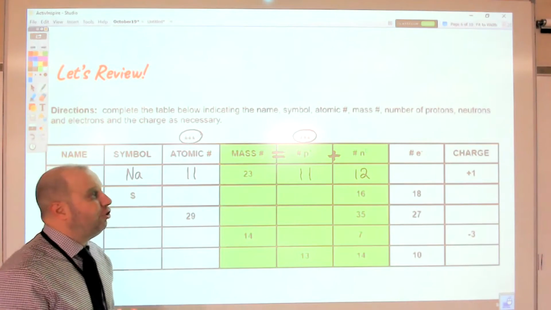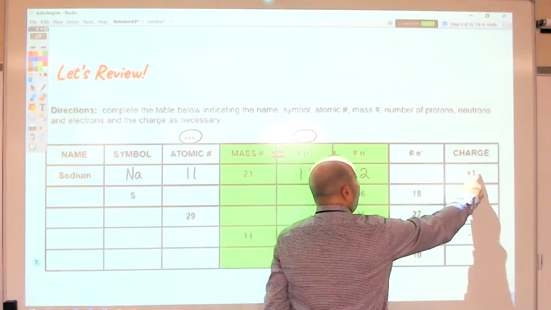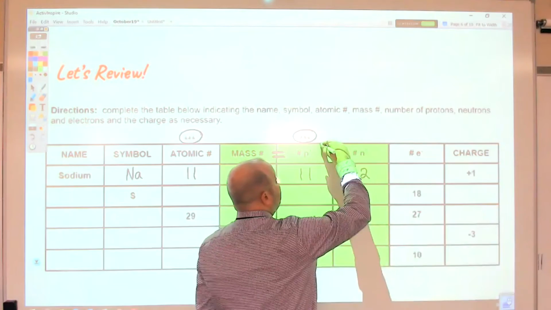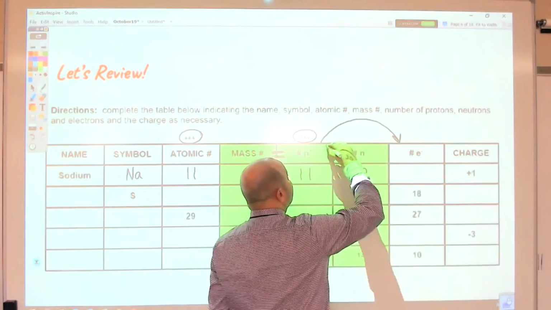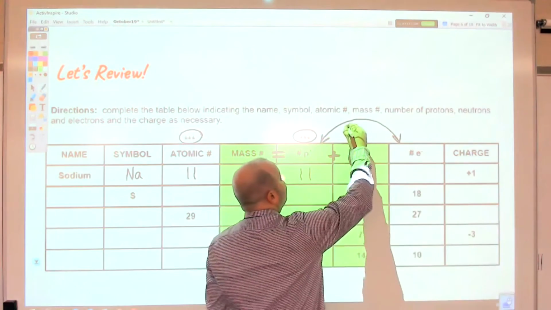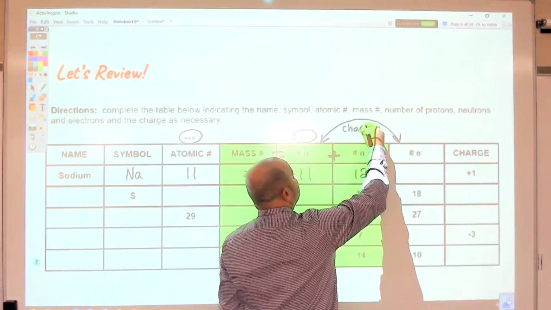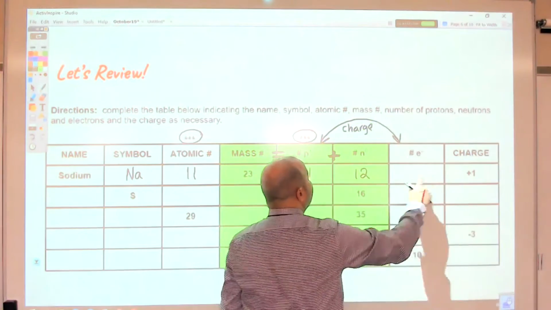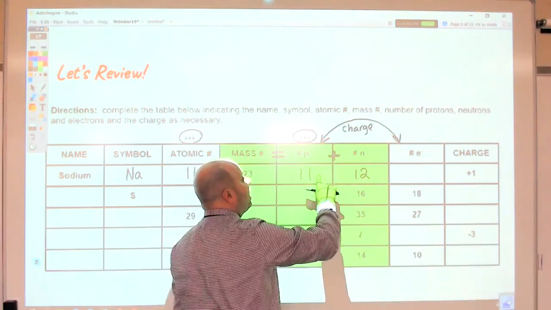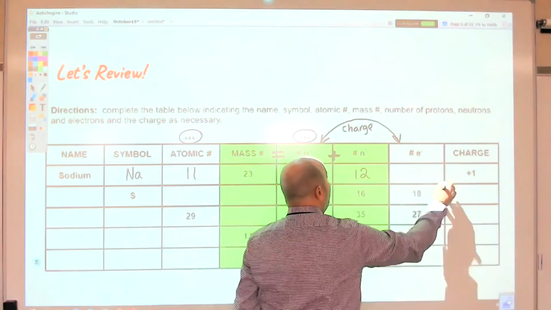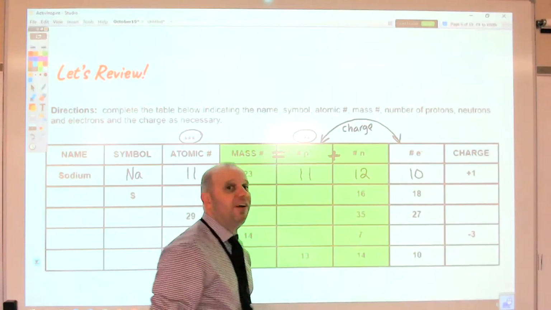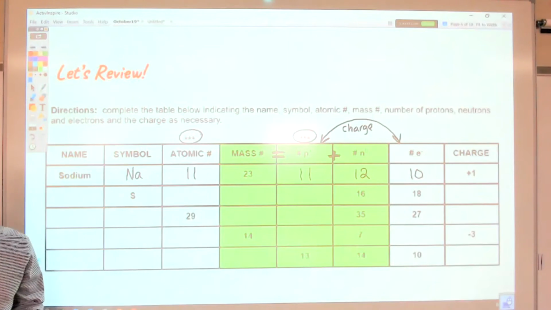And finally, for the charge, if I have a charge of positive 1, I'm comparing these two columns here. If I have a charge of positive 1, that means I have more protons than I have electrons by 1. So this must mean I have 10 electrons.